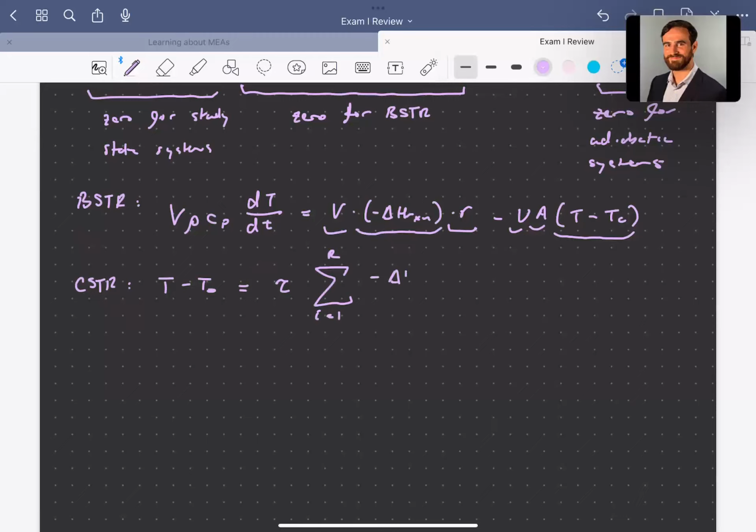each one of those having an enthalpy of reaction. This is divided by rho Cp, so that's the heat capacity per unit volume of the fluid, times RV, so that's the reaction rate for each one of those reactions. So this heat generated by reaction depends on the heat of reaction, the rate of the reaction, and the heat capacity of the fluid. So for a given amount of heat generated, how much does that actually raise the temperature of the fluid in the reactor?